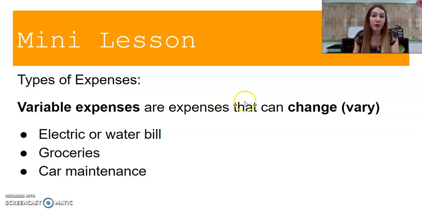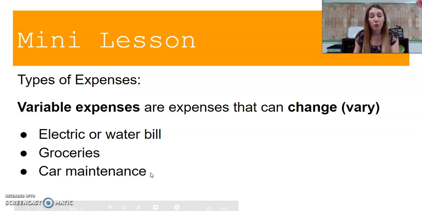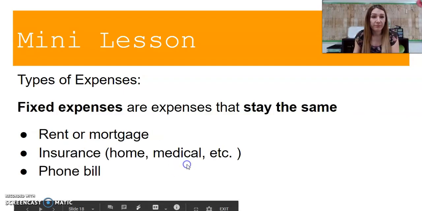Groceries are also another type of variable expense. When you go to the grocery store, unless you buy the same thing every single time, which is pretty doubtful, your grocery bill is going to be different every time you go. And car maintenance, right? We don't need to buy new tires for our car every month. We don't need to get an oil change every month. Those types of things vary.